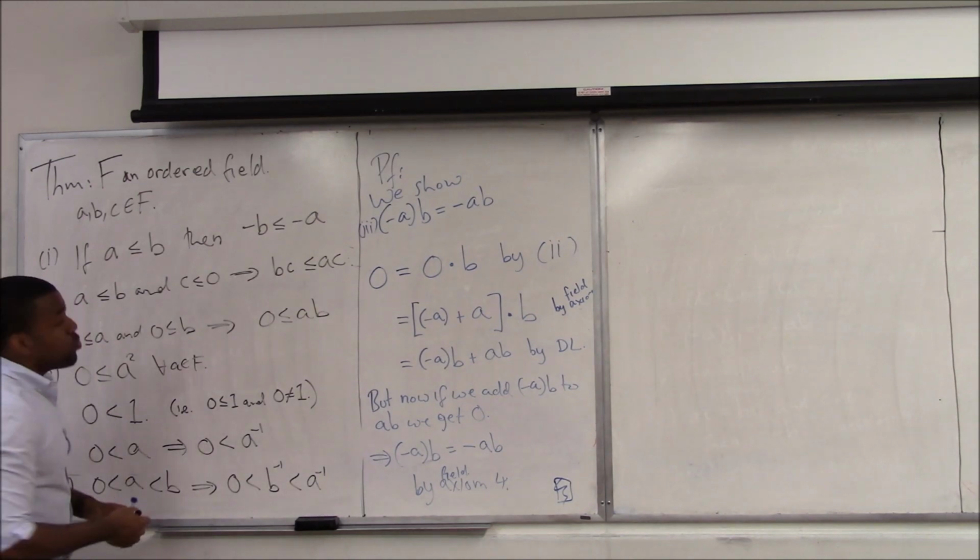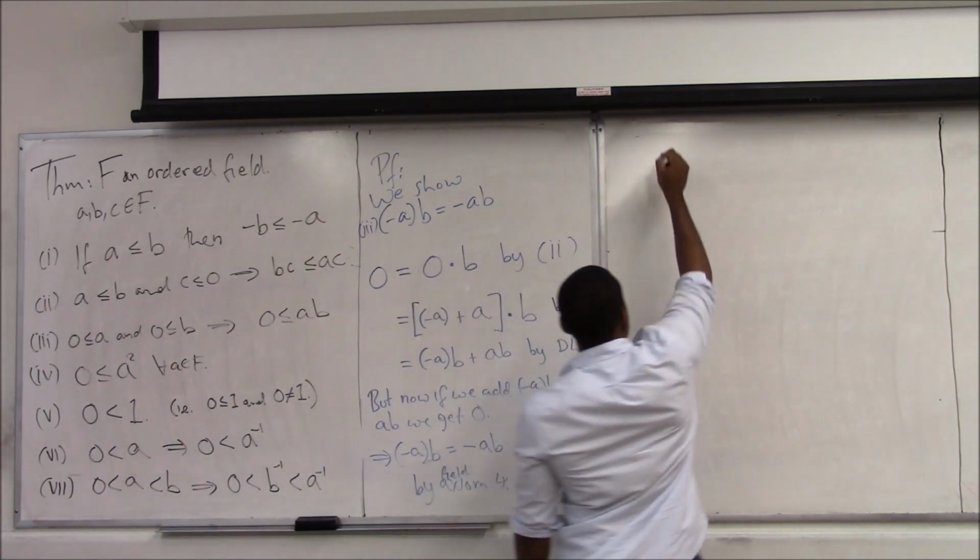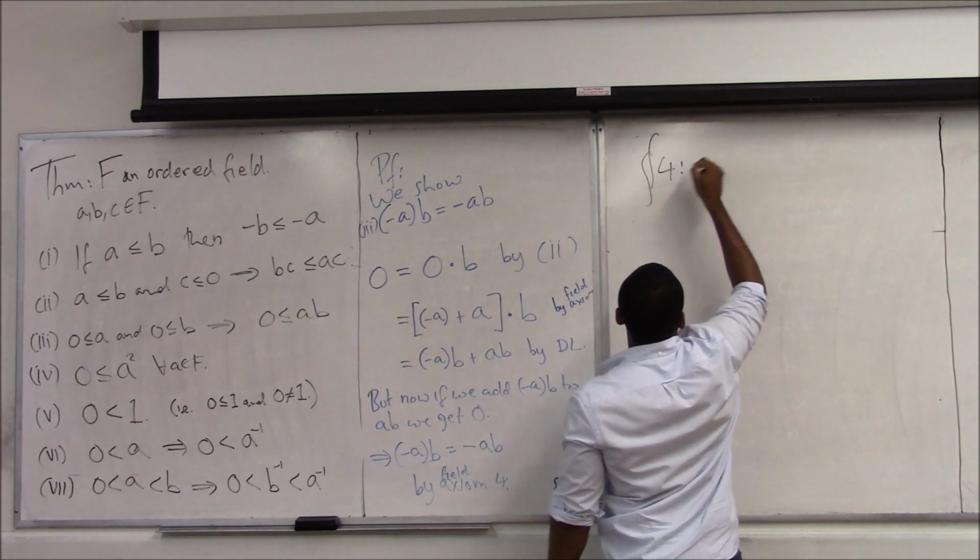Let's actually see really why the real numbers are different from fractions. This is section 4, the completeness axiom.